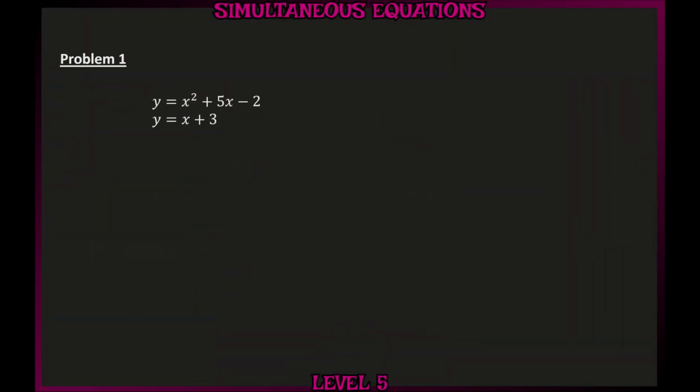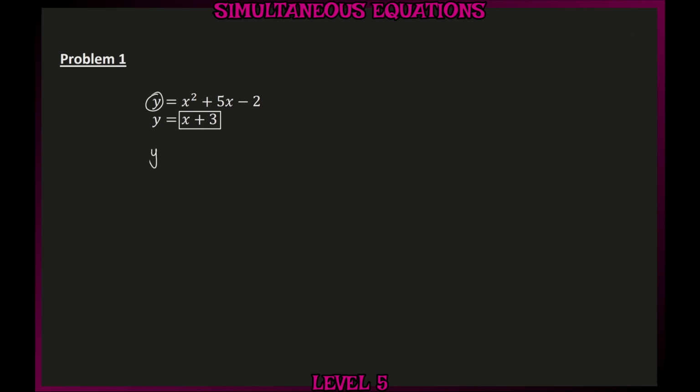In problem 1, we're solving y equals x squared plus 5x minus 2 and y equals x plus 3. Now, the first equation is a non-linear equation and the second one is a linear one, so we need to solve these by substitution. And to substitute, we can take the linear equation, which is written as y is the subject, and because we know that y is equal to x plus 3, we can substitute y into the first equation to create an equation that only has x's in.